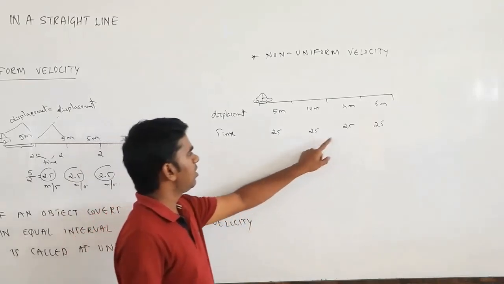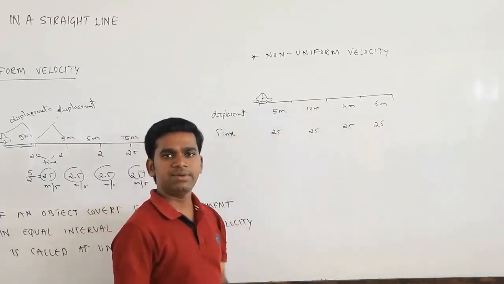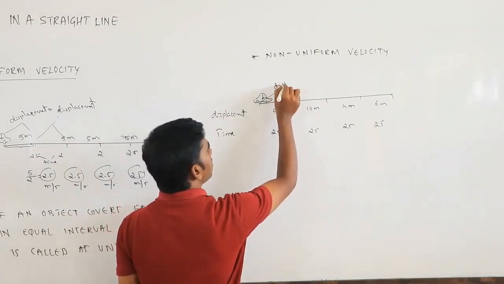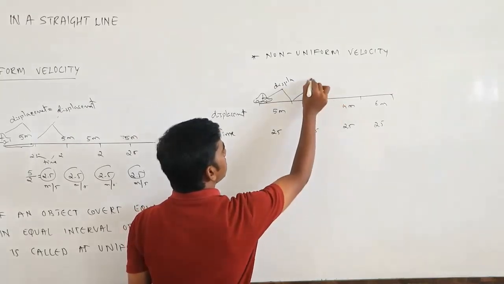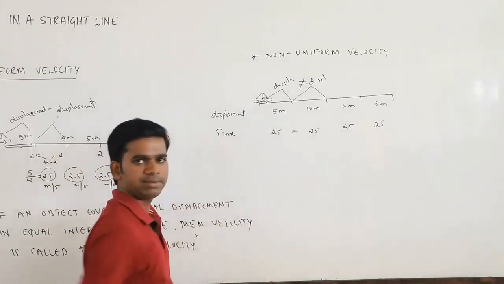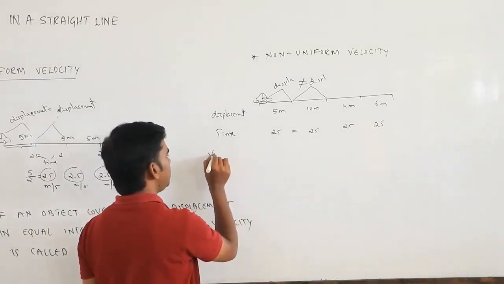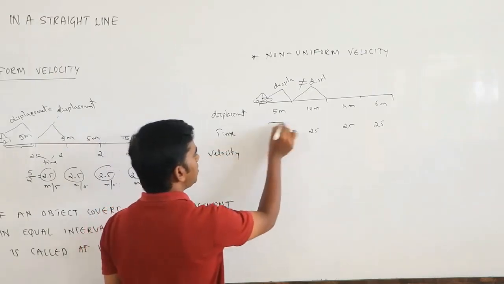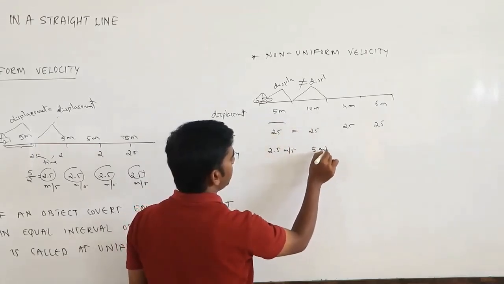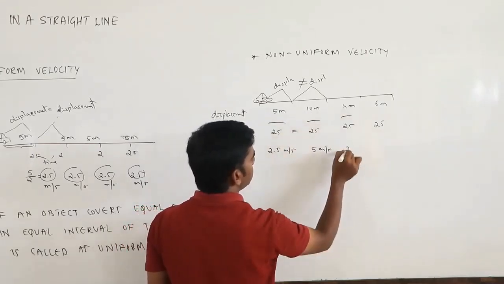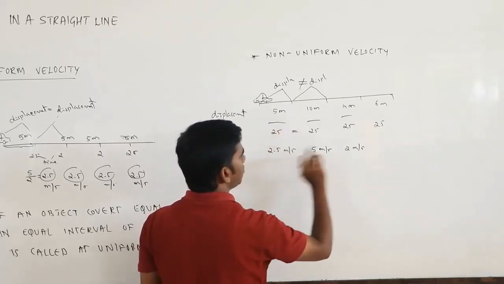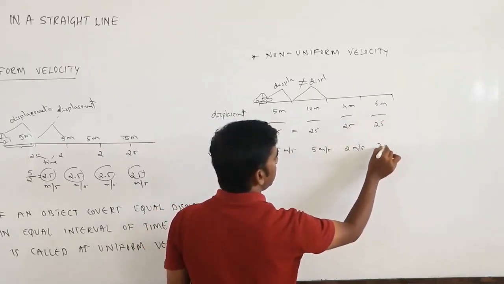In an equal interval of time, it is covering unequal displacements. Displacements are not same. This displacement and this displacement are not equal. But times are equal. Okay. So if you check the velocity, 5 by 2, 2.5 meter per second, 10 by 2, 5 meter per second. So 4 by 2, 2 meter per second. Okay. So 10 by 2 is 5, 5 by 2, 2.5. So 6 by 2, 3 meter per second.